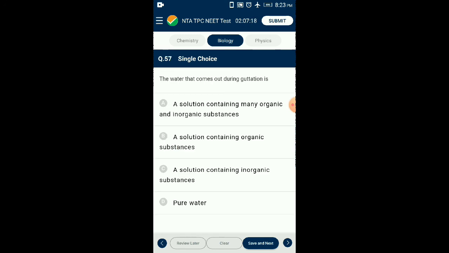Number 57. The water that comes out during guttation is. The term guttation was given by Burgerstein. Guttation is the loss of water from leaves in the form of liquid, which is not pure water. It contains minerals. This water is called guttated water. Natural guttation can be observed in the early morning or late hours of the day. So the answer for this question is option A, a solution containing many organic and inorganic substances.